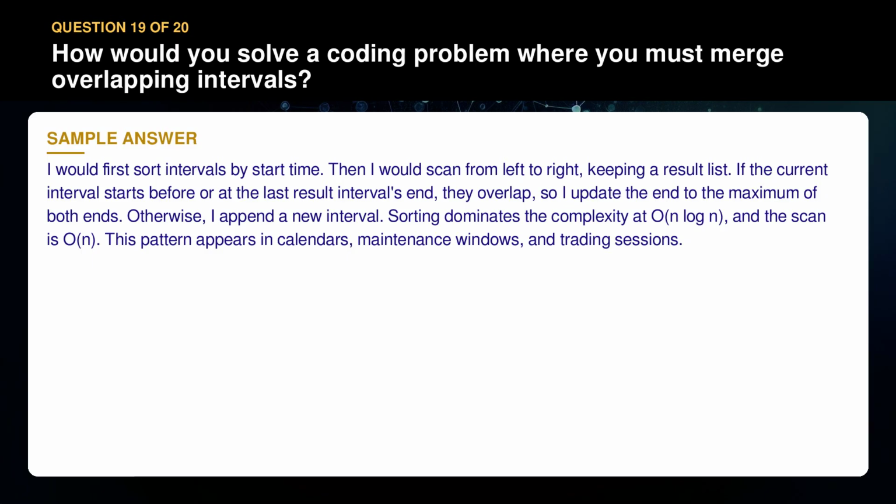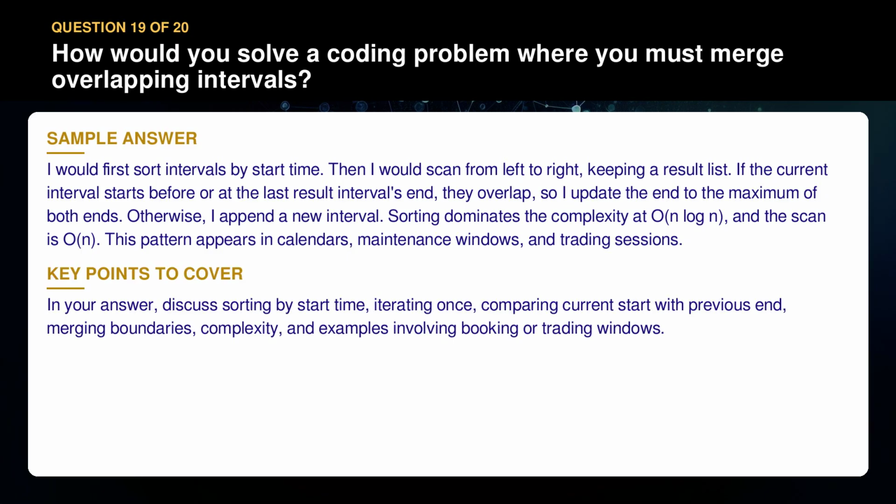Sorting dominates the complexity at O(n log n), and the scan is O(n). This pattern appears in calendars, maintenance windows, and trading sessions. In your answer, discuss sorting by start time, iterating once, comparing current start with previous end, merging boundaries, complexity, and examples involving booking or trading windows.